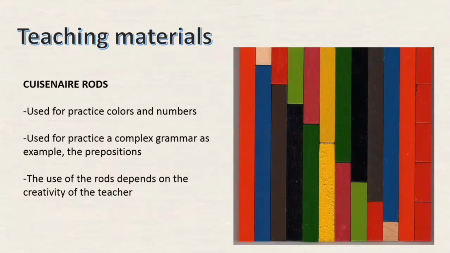The teaching materials are really important here. For example, the colored rods that are used with beginners to practice colors and numbers could be used in a more complex way. For example, to teach prepositions, the teacher can ask the students to identify a rod and describe it. For example, the green rod is between the yellow and black rod. All depends on the creativity of the teacher.